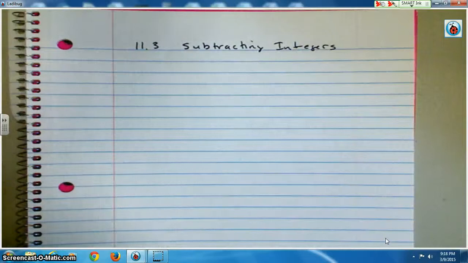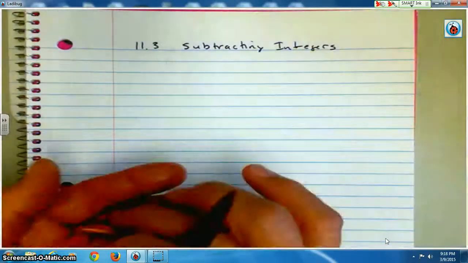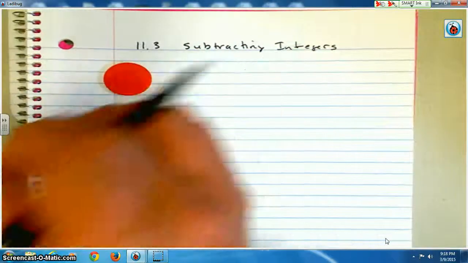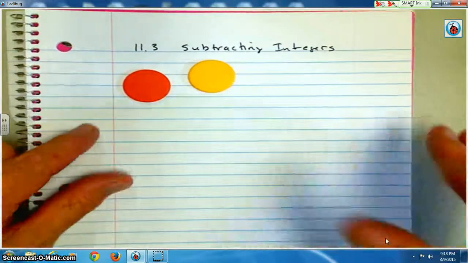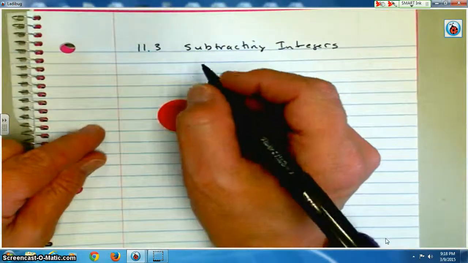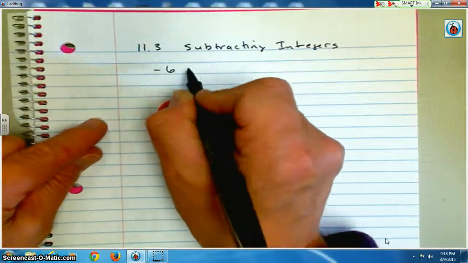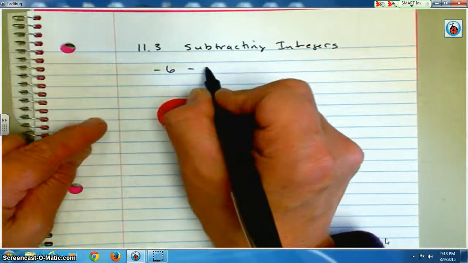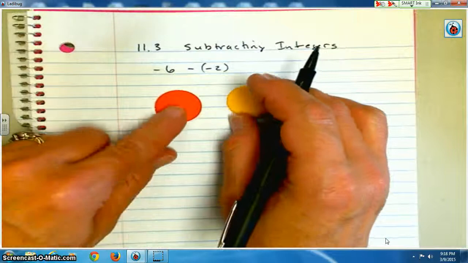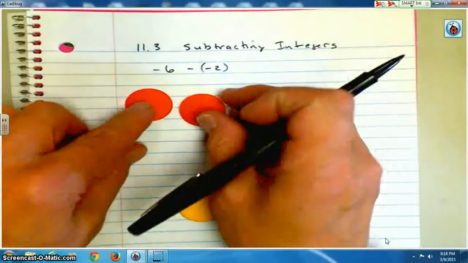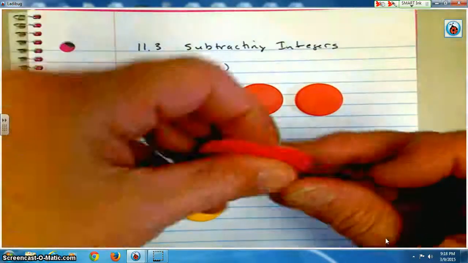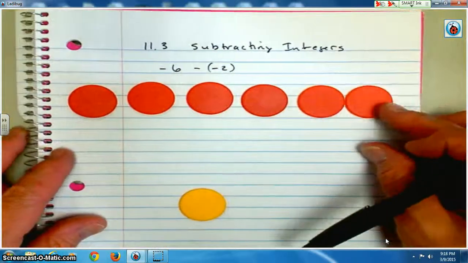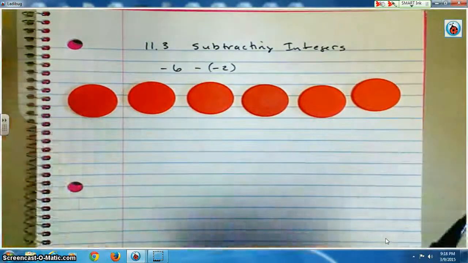And the best way to do that is we're just going to lay them out on our paper here. So again, our red chips are the negative ones, and the yellow chips are positive chips. Now let's do some examples using our chips. Let's start with an example like -6 minus -2. So we're going to start with six red chips, that's for a -6. And then we're going to subtract a -2.